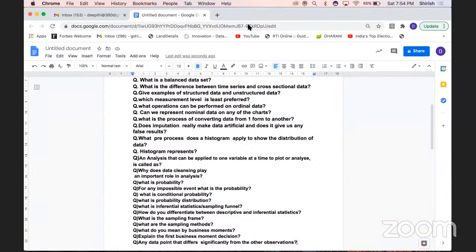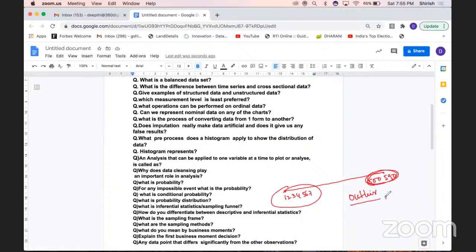Your entire data would be here, 1, 2, 3, 4, 5, 6. One value which is eye catchy, some 500, 590 is here. So everything is on this side, and the other two values are away from your observations. That is nothing but your outliers. That is called your outlier.